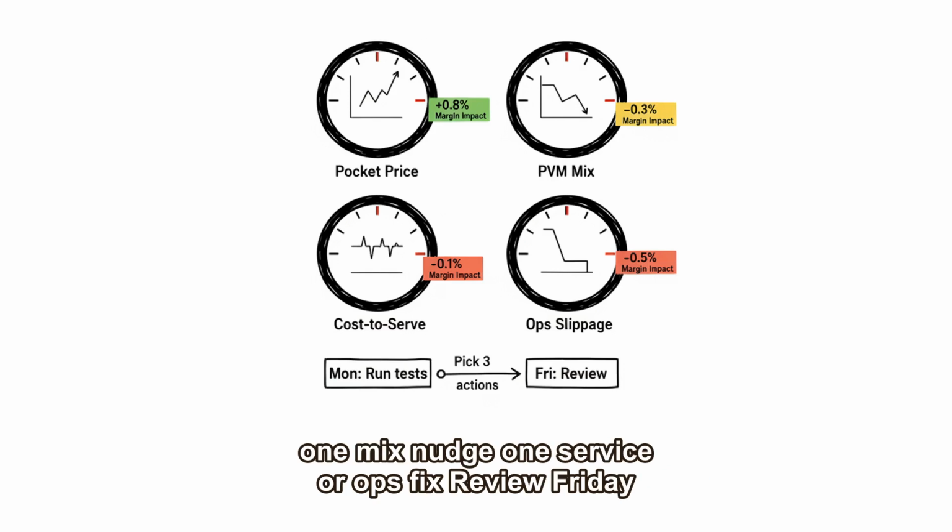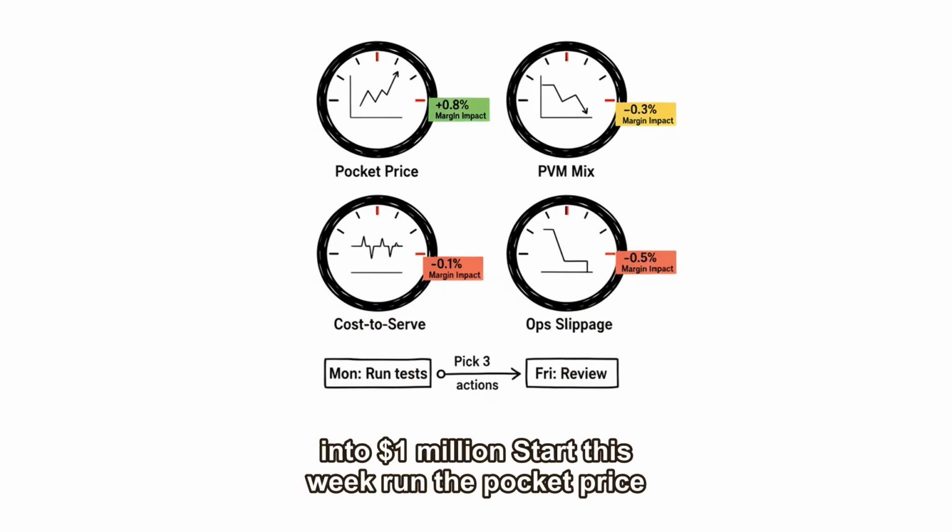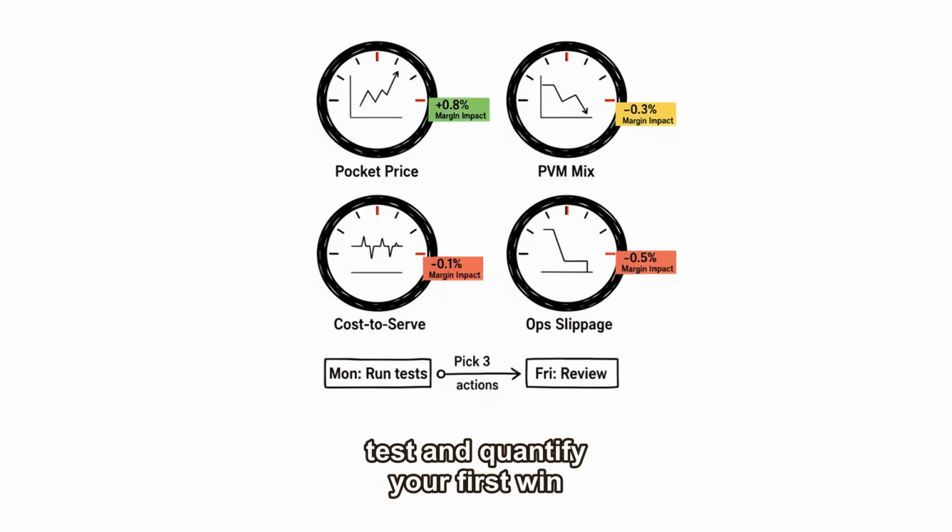Review Friday. Over a quarter, capturing 2 points on $50 million turns into $1 million. Start this week, run the pocket price test and quantify your first win.